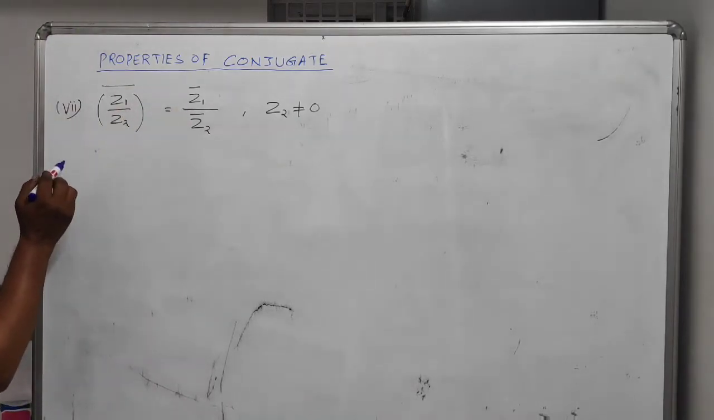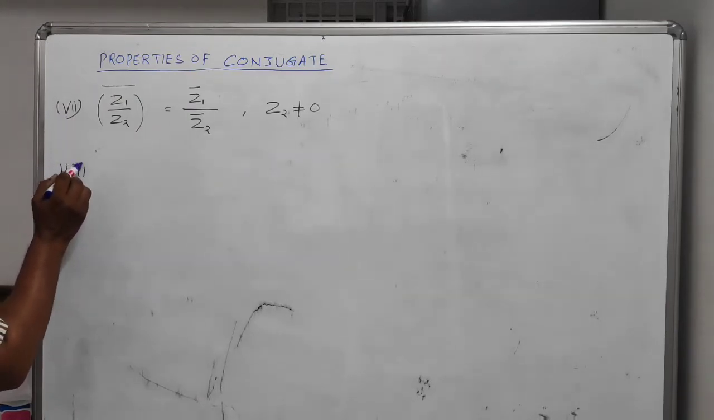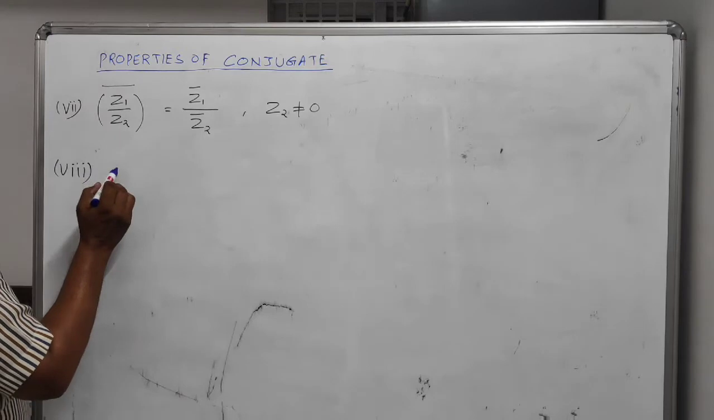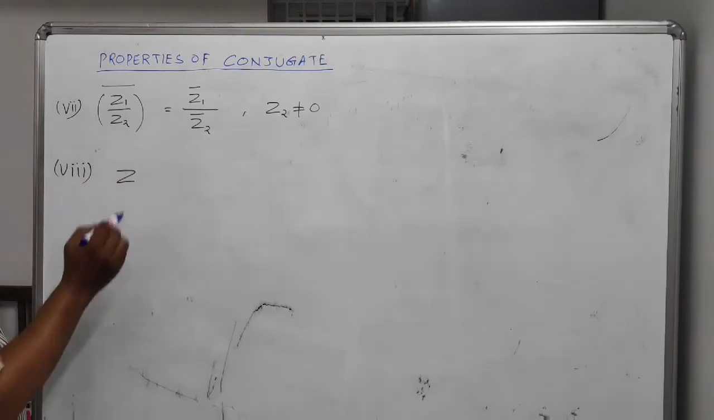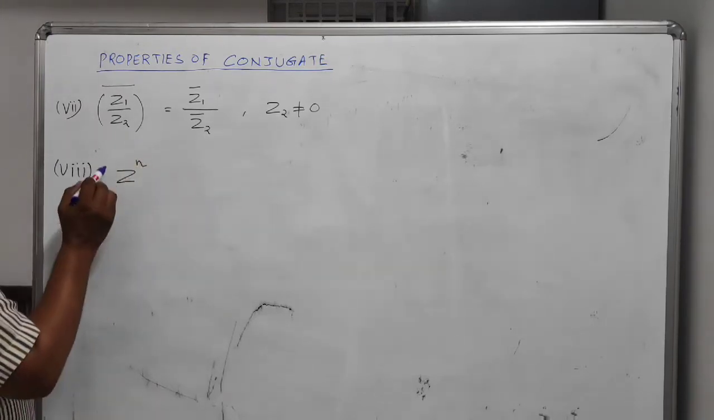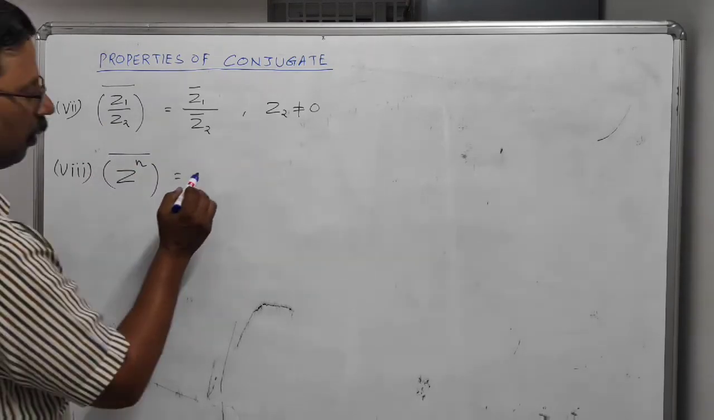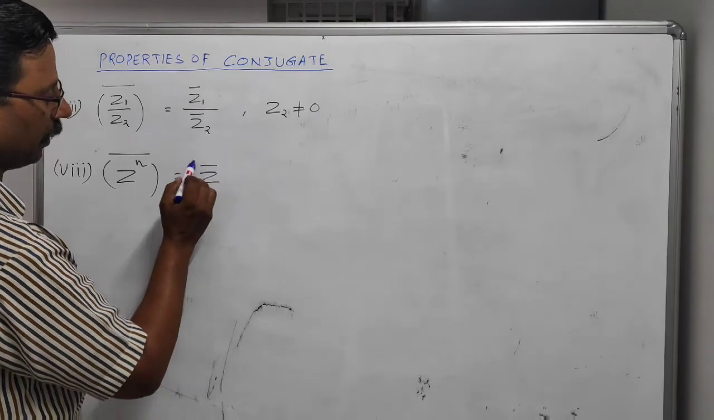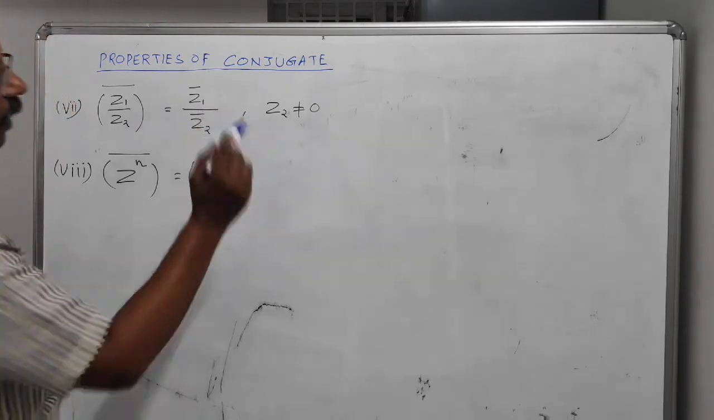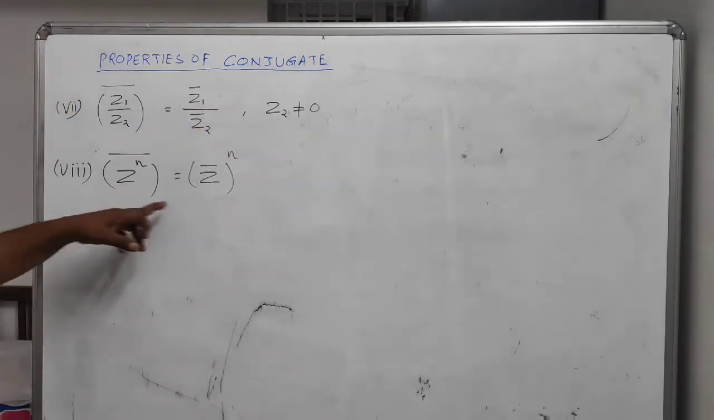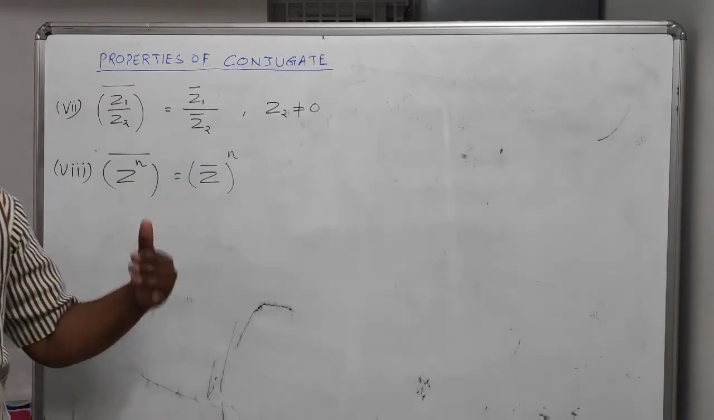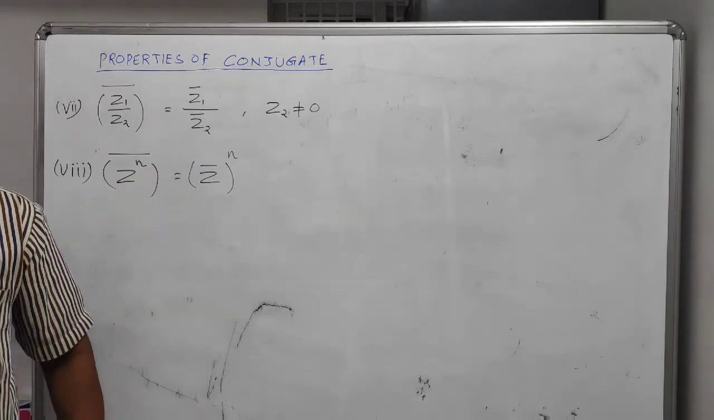Next we can see the next property, that is the eighth property: if you have any complex number z, it can be raised to the power n, then you can take the conjugate. This will be equal to, first you take the conjugate, then you raise to the power n. Now these are the very important properties of conjugate.